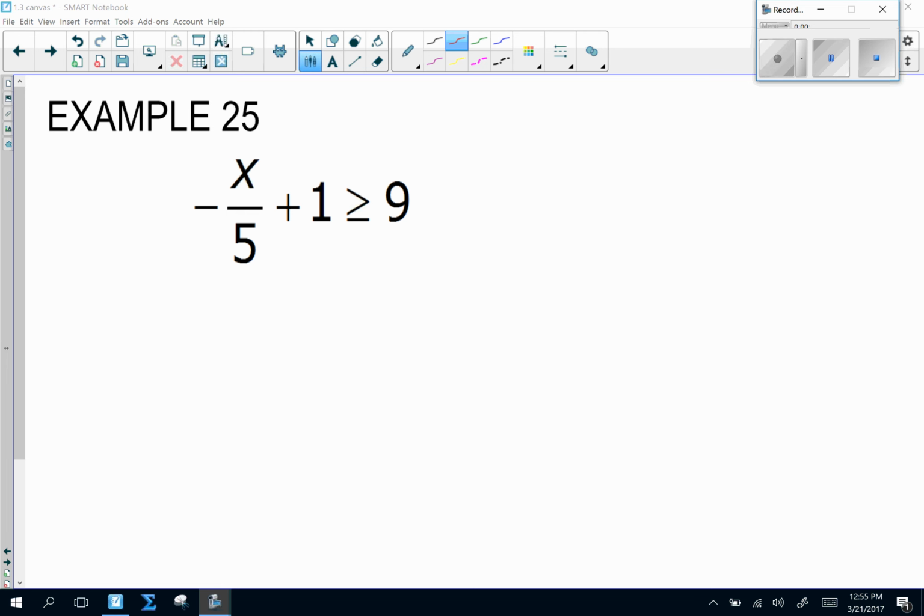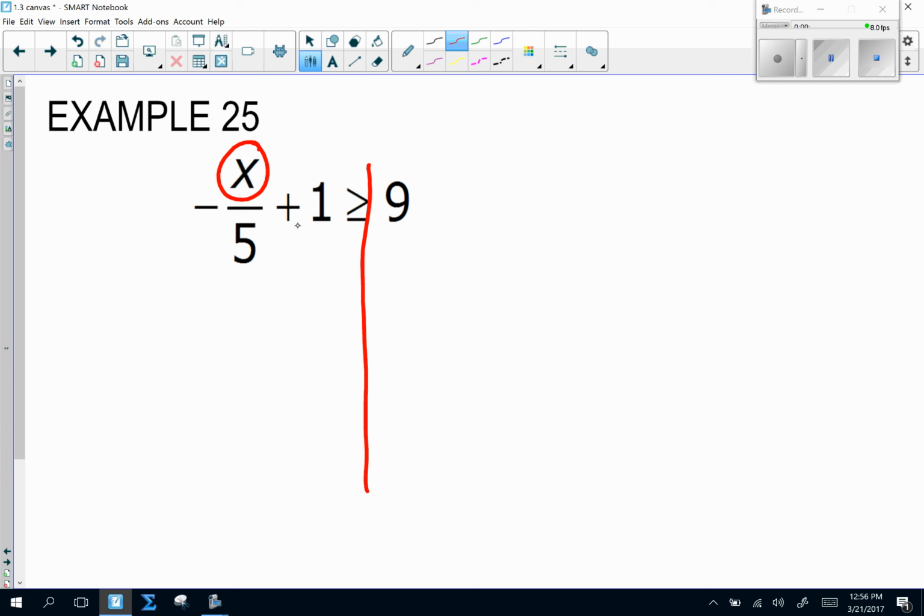Example 25. Negative x over 5 plus 1 is greater than or equal to 9. So remember, we are solving for x, so we have to get x all by itself. So we have to move everything else to the other side of the inequality, to the other side of our line. So the first thing we want to move is the constant, the plain old number, the number that is not attached to a letter.